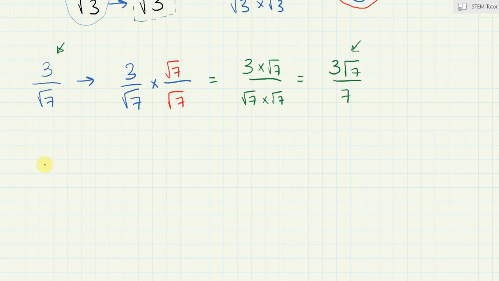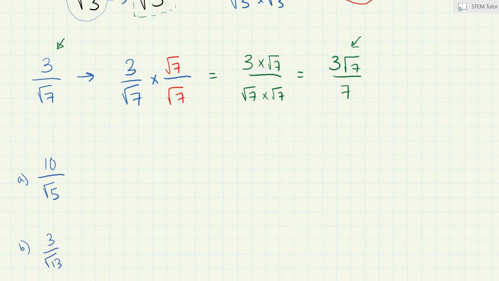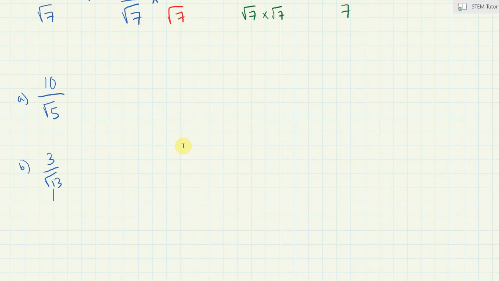So this time we're going to have 10 over root 5, and let's have 3 over root 13. So if you'd like to pause the video now and then unpause it, and we'll go through the answers when you've had a chance to go through the solution yourself. Okay, now the video's unpaused, let's work through these questions.